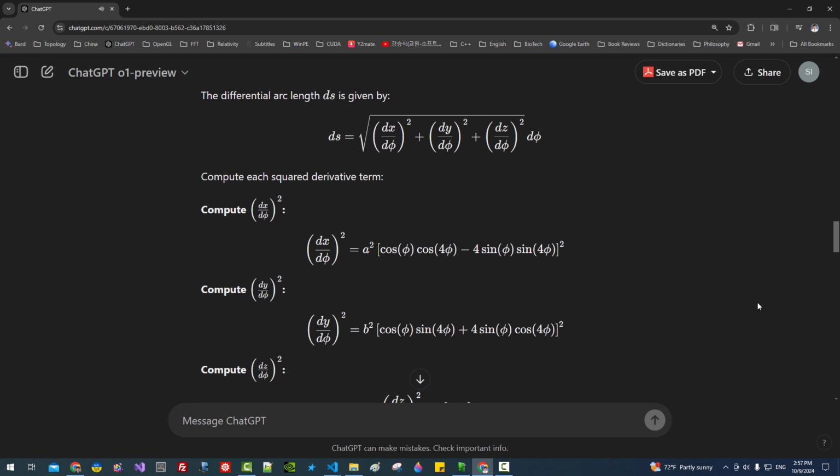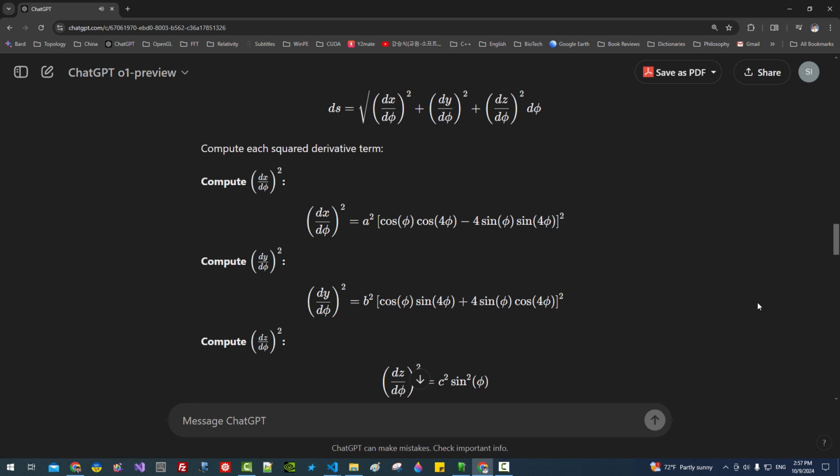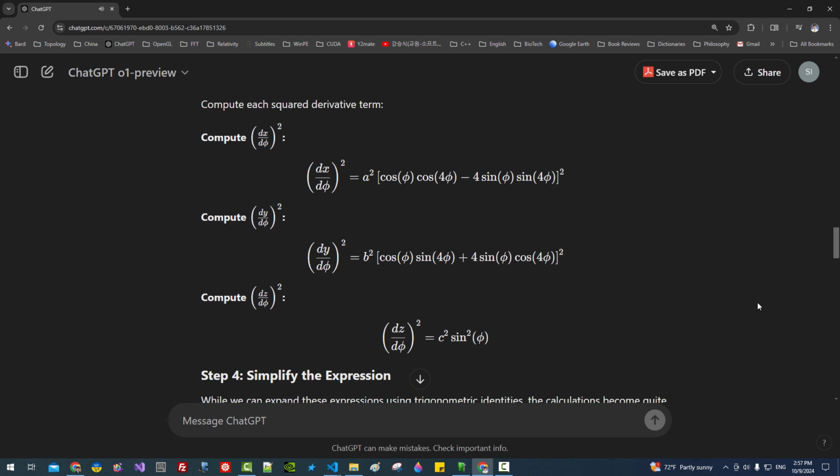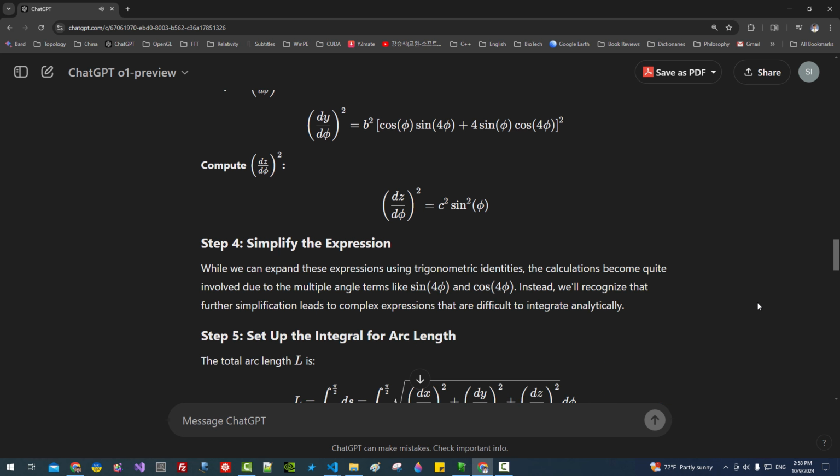Compute each squared derivative term. (dx/dphi) squared equals a squared times (cos phi cos 4 phi minus 4 sin phi sin 4 phi) squared. (dy/dphi) squared equals b squared times (cos phi sin 4 phi plus 4 sin phi cos 4 phi) squared. (dz/dphi) squared equals c squared sin squared phi.